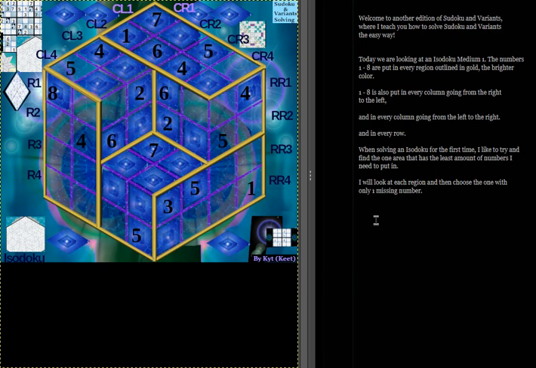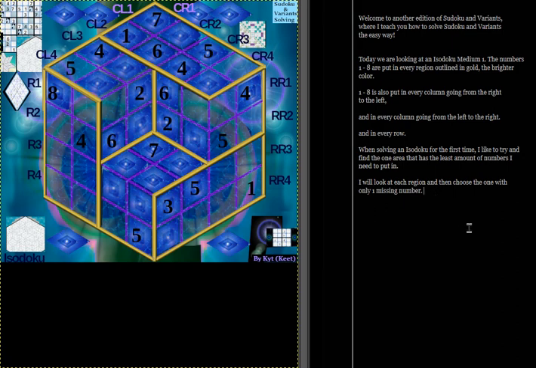I will look at each region and then choose the one with only one missing number, but I might not find one. Because this is a medium level, I expect to have at least 2 empty cells, if not 3.